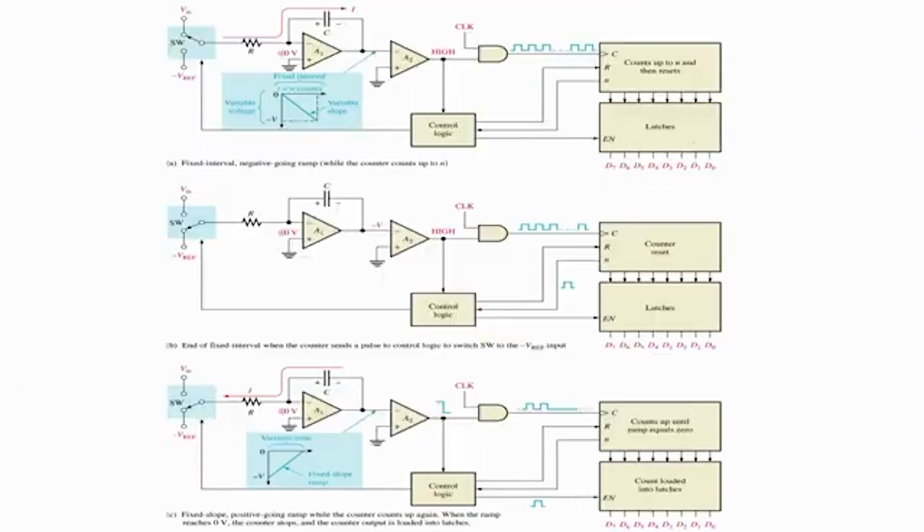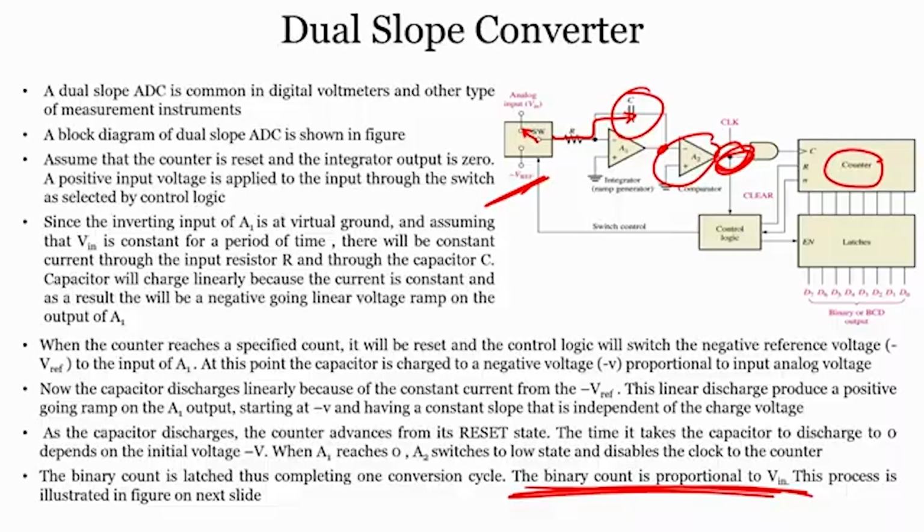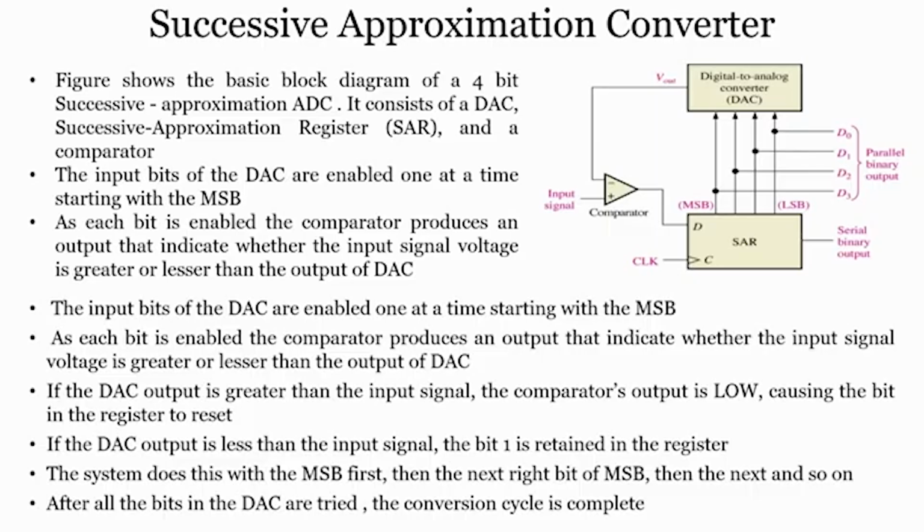Now, this whole process is illustrated right over here, where initially the capacitor is charging while your counter counts up to n, and then it resets. When it is connected to plus V in, it is charging. When it is connected to ground, at some point when the reset signal is sent, the capacitor will start discharging. This will cause the change in the output signal. Now, if you have understood the flash and dual slope ADCs, then let us see successive approximation ADC.